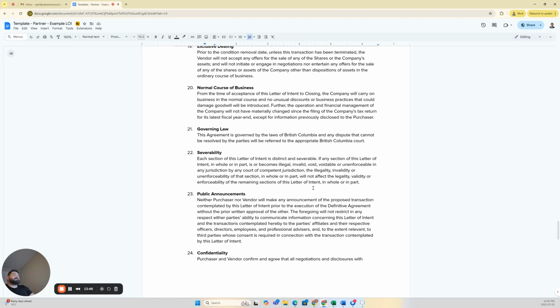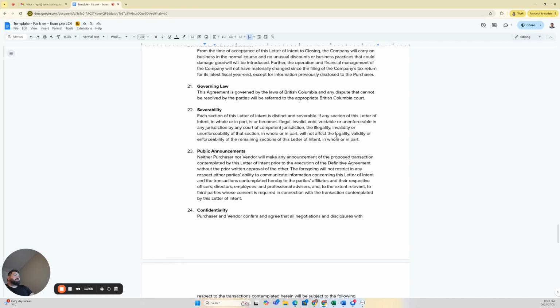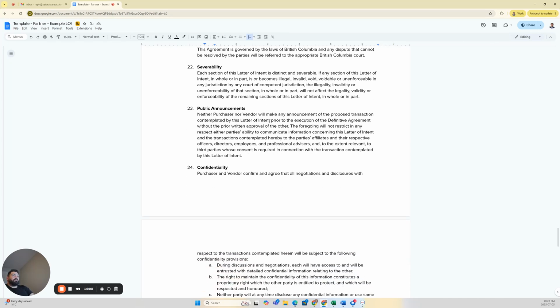Governing law. This agreement was in BC. That's where Scott's out of. But this changes for Saskatchewan. This is just the template, right? Severability. Just because one little thing in this agreement is wrong doesn't mean the whole agreement's off, right? Doesn't mean the agreement is null and void.